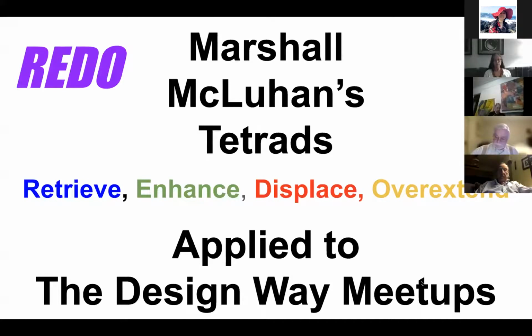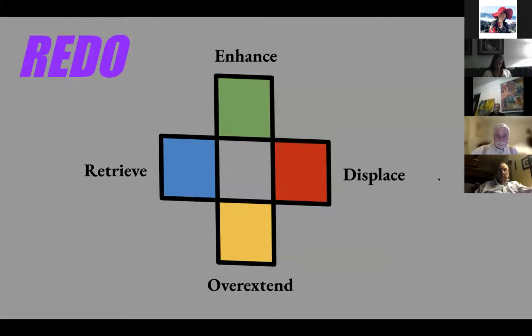Okay, so now I'm going to talk about how I'm planning to approach the book. I'm going to use one of my favorite thinkers, Marshall McLuhan, in order to do that. So this is Marshall McLuhan's Tetrads applied to our Design Way meetups. The basic idea of the Tetrad is that everything is a tool, and everything has several impacts on our lives. The simplest way I think of it is that it is retrieve, enhance, displace, and overextend.